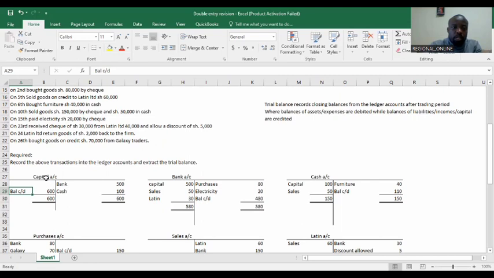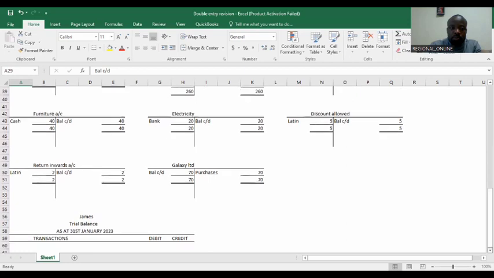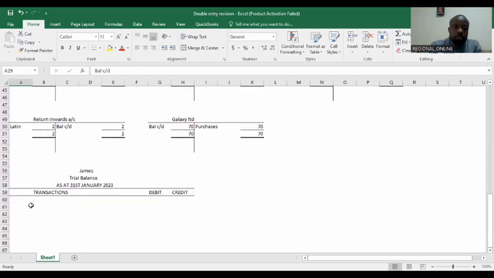So like my capital here is on debit. So if I go to my trial balance, I put it on the credit, the 600. So I go opposite. So say capital. In my ledger it is on the debit, so I bring it here on the credit, 600.